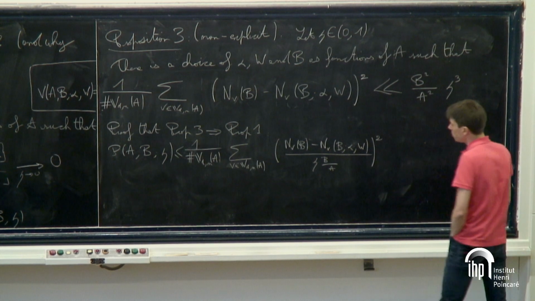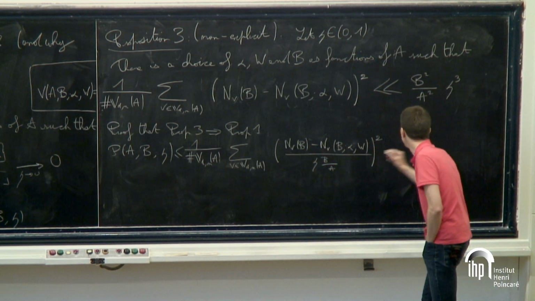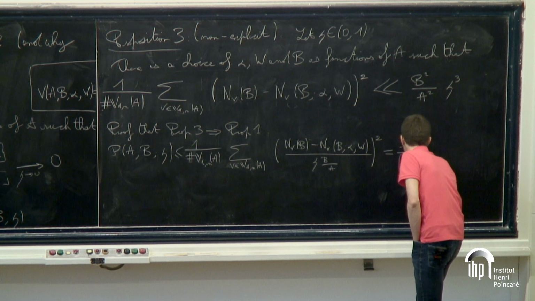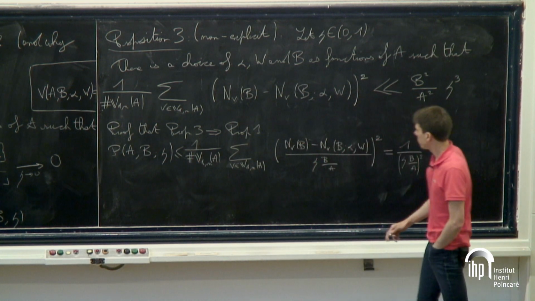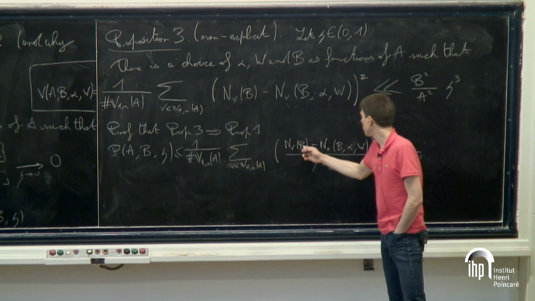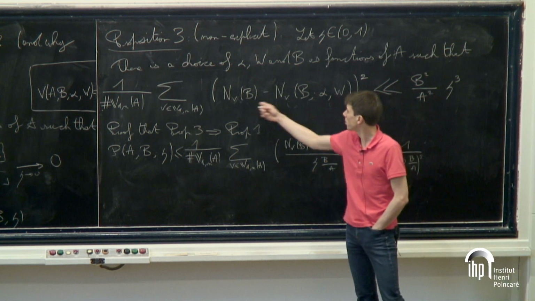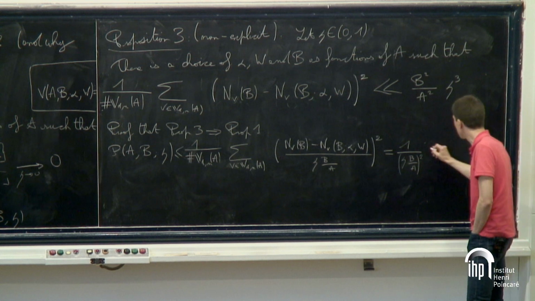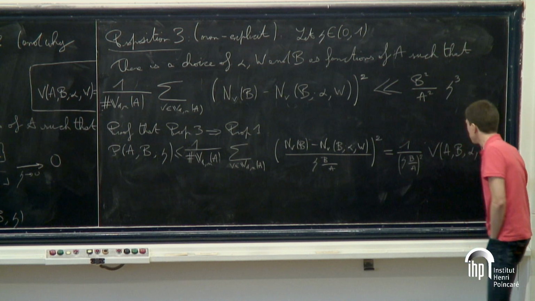Okay, now what do we get here? We get exactly, so let me remove the denominator. Let me take it outside of the sum. So we get 1 over eta B over A squared times 1 over the cardinality of the total space times the sum of the differences between the global counting function and the localized counting function squared. So that's exactly the variance. V of A B alpha W.